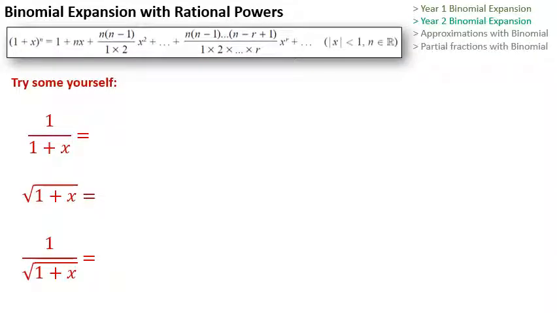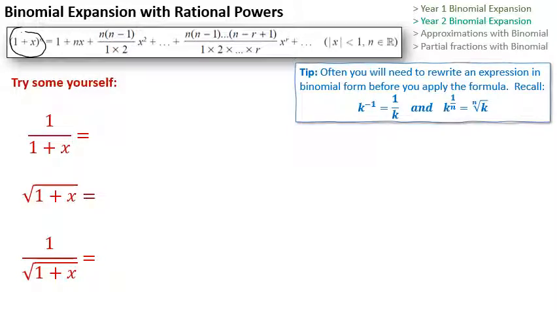Now it's time to practice a few for yourself. And the first thing you'll probably notice here is that none of these look like binomials, and yet they are only one step away from being in the correct format to match the left-hand side of this equation. So, before you begin, interpret the roots or the reciprocals, write your expression as a binomial. Think of it as 1 plus x to the power of something. And then have a go at expanding using this formula. Pause the video, try these 3 questions, then come back when you're ready.